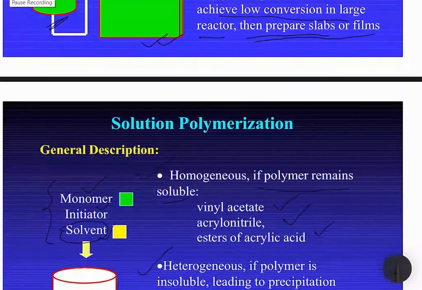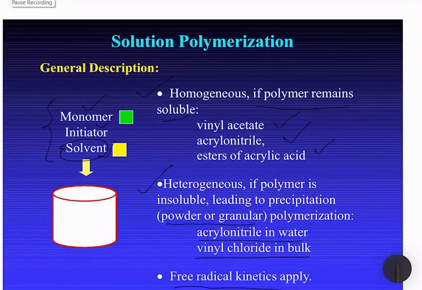Now, after this bulk polymerization, we can have another technique which is called solution polymerization, whereby the components are monomer, initiator, and one additional one, a solvent. Now, we can have a throughout homogeneous solution polymerization technique or a heterogeneous solution polymerization technique.